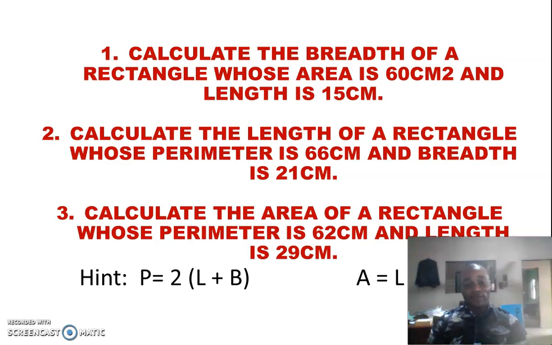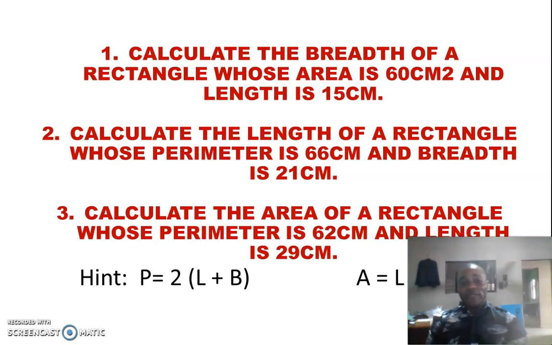Question number 3. Calculate the area of a rectangle whose perimeter is 62 centimeters and length is 29 centimeters. You are told to calculate the area of a rectangle. Now remember that the area of a rectangle is length times breadth. You are already given length to be 29. You need the breadth for you to calculate the area, which is length times breadth.